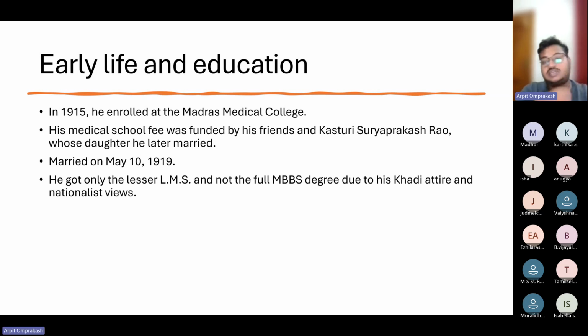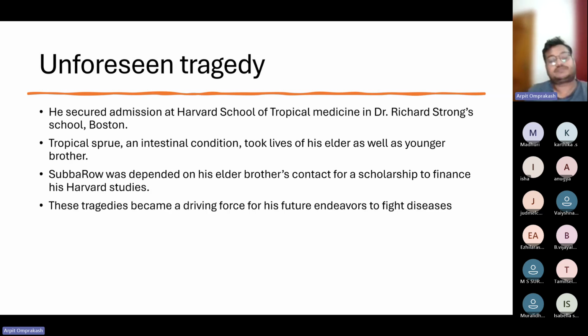And because of his nationalist views and Khadi attire, because this was a time before independence, instead of getting a full MBBS degree, he only got the lesser LMS degree from Madras Medical College. But he secured admission in the Harvard School of Tropical Medicine, in Dr. Richard Strong's school in Boston.